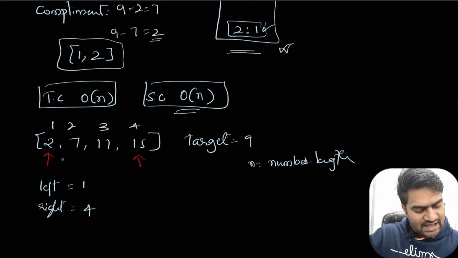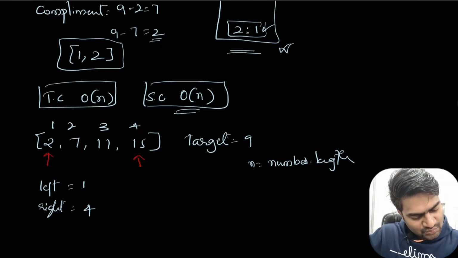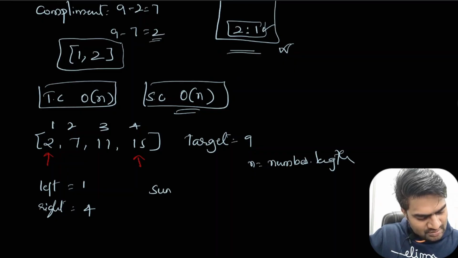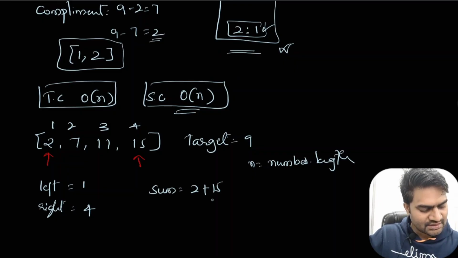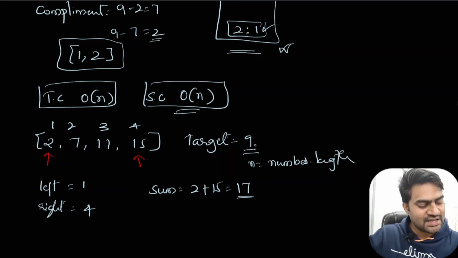Now I will add these two values. So sum equal to 2 plus 15. If you see, we have 17. Now, is this 17 equal to our target? No. Right? So if that is the case, now check whether this 9 is greater than 17 or less than 17. If it is less than 17, then we need to decrement the value, correct? So it means we need to move towards left, because on the right side we have the max possible value and on the left side we have the smallest possible value.